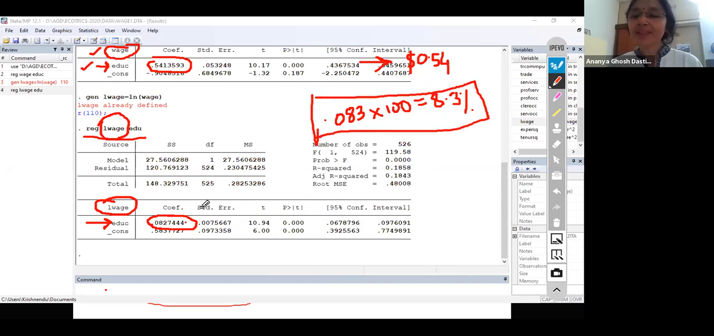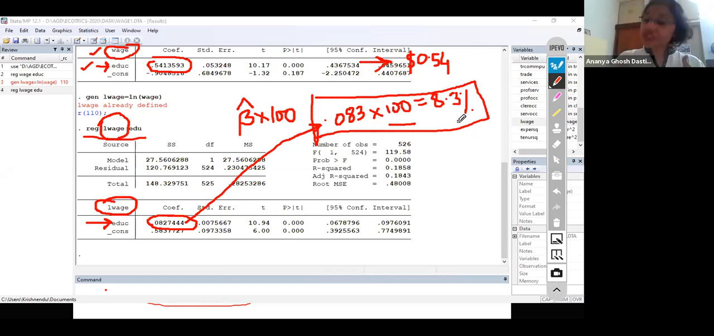So what is my beta hat? My beta hat is 0.83. So you just take your beta hat and multiply it by 100. Once you do that, which is exactly what I have done, what you get is a percentage change in wage. So you're saying that for an extra year of education, your wage is going to increase by 8.3%.